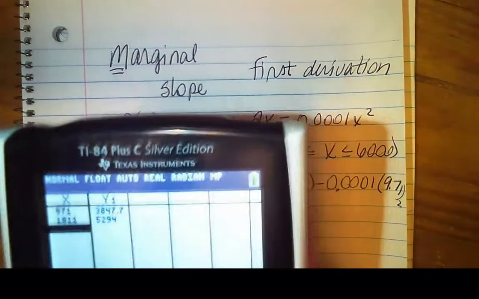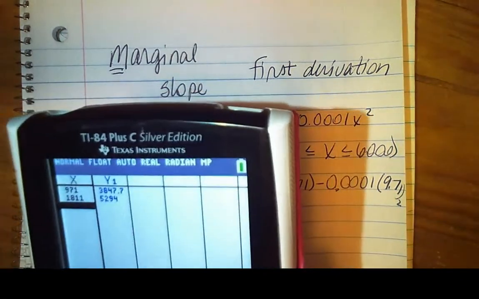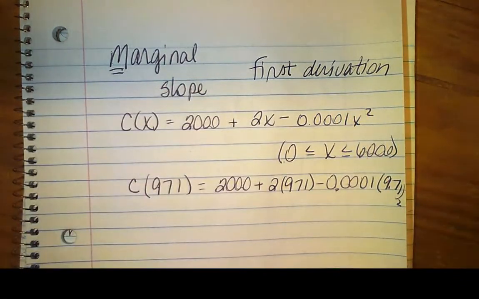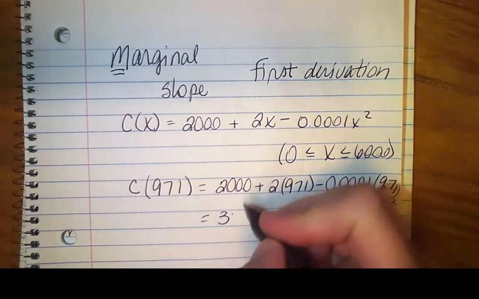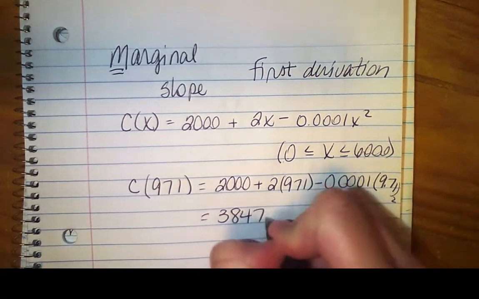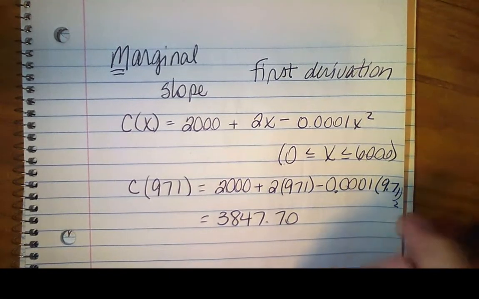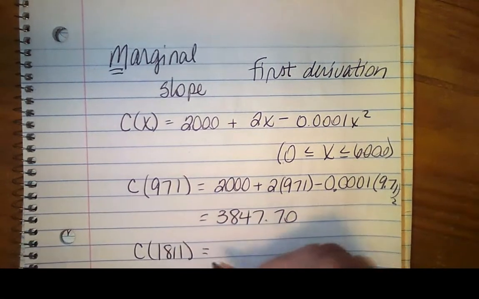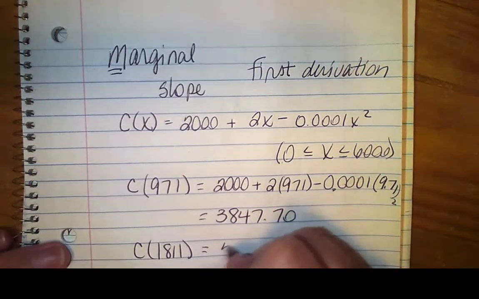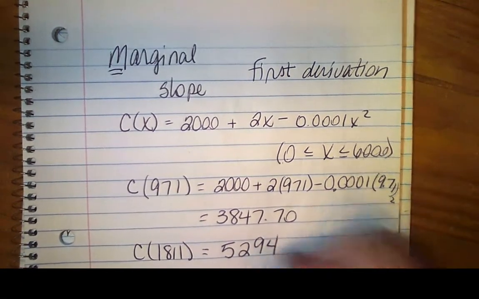So when I do those, for 971, I get $3,847.70. When I produce 1,811, it's actually going to cost me $5,294. So that's algebra. That's basic stuff.